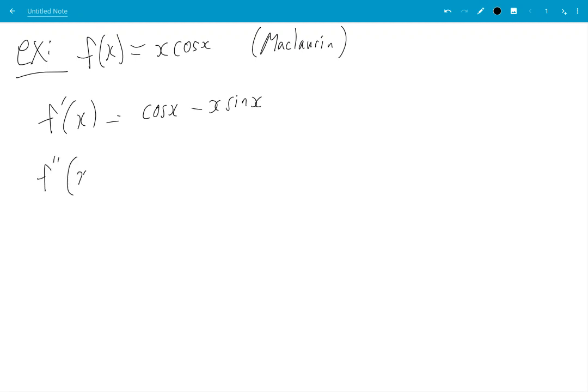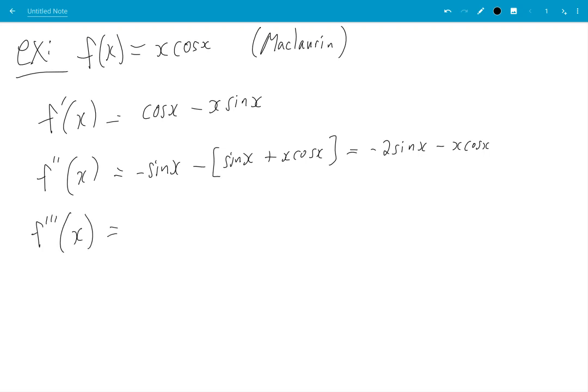Second derivative, minus sine of x, and then I get a product rule. Sine x plus x cosine of x, giving me minus 2 sine of x minus x cos x.